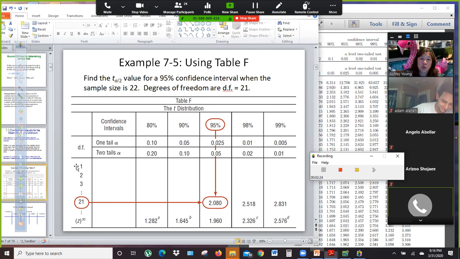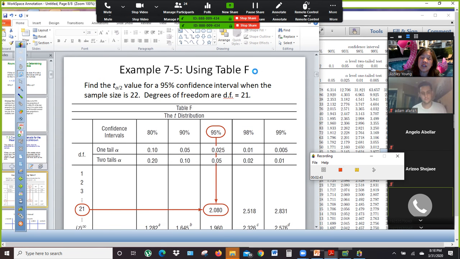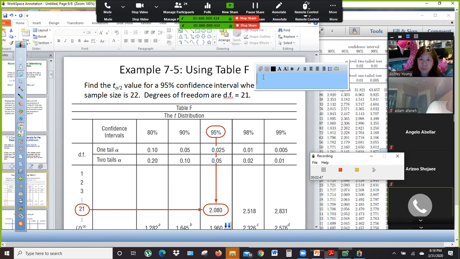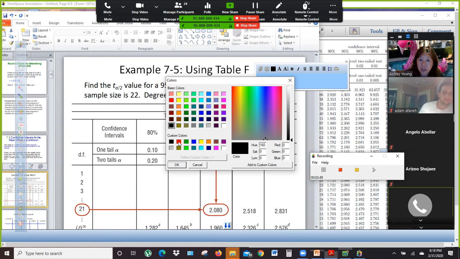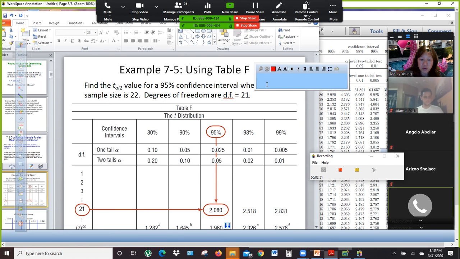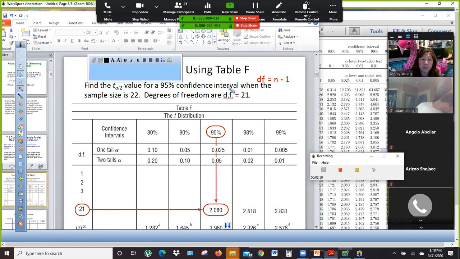Then I need to figure out my degrees of freedom. Degrees of freedom are equal to n minus 1. So whatever my n is, I subtract 1, that's my degrees of freedom, because I have one variable. So degrees of freedom is equal to n minus 1. You need to know that. It's going to come up over and over again.